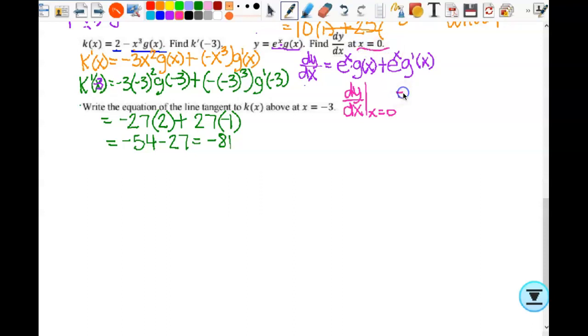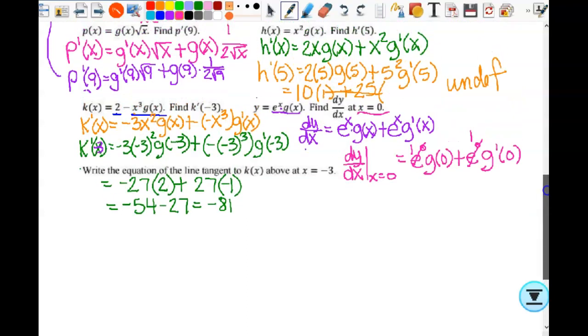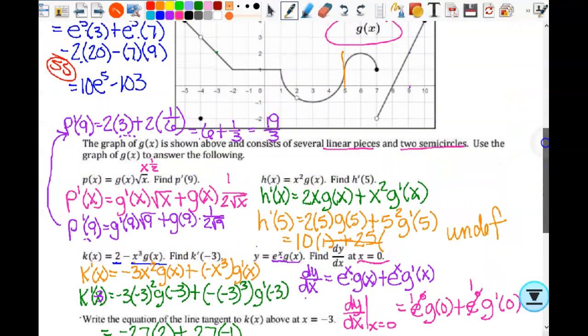So then we substitute it in, and I'm going to get e to the 0 times g of 0 plus e to the 0 times g prime of 0. All right, what's e to the 0? 1. So both of these just give me 1. No biggie, right? So they don't really even matter in what we're doing. So I need g of 0. What's g of 0? 1.